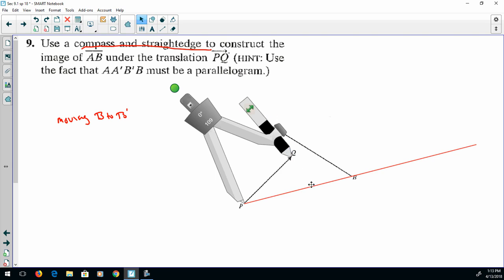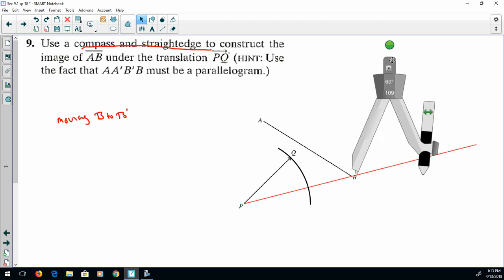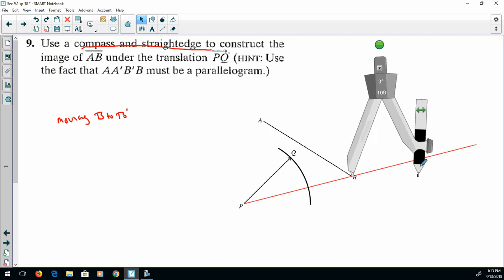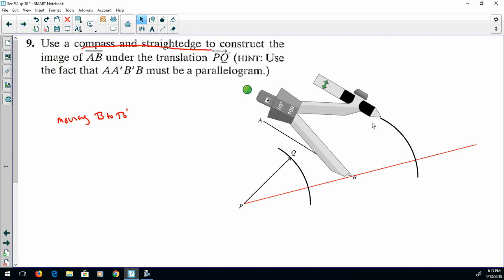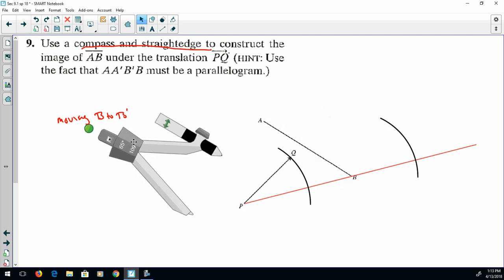Okay. Now, without messing with the compass, don't change the radius of the compass, scoot the point up to point B and draw another arc going back. Make sure it's at least as big as the one you started with. This distance, B to that arc, is going to be the same as PQ.